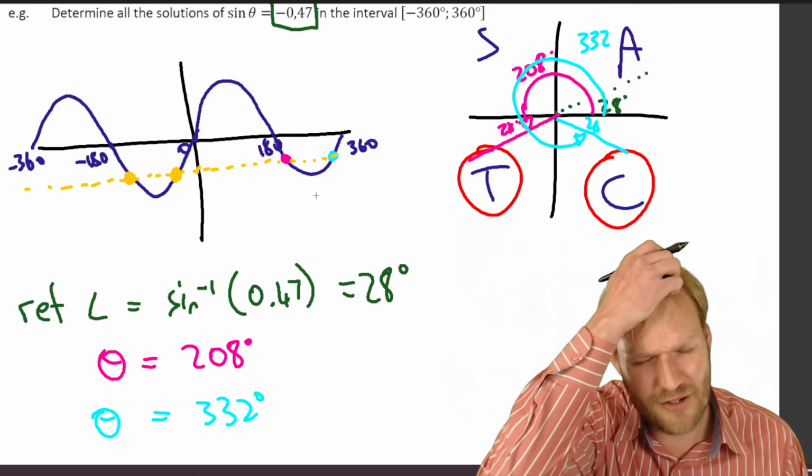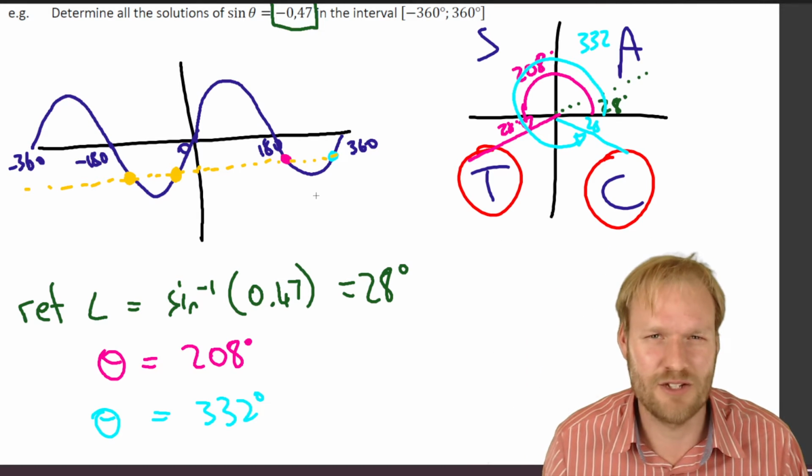Now, what's the period of this graph? How often does sine theta repeat itself?